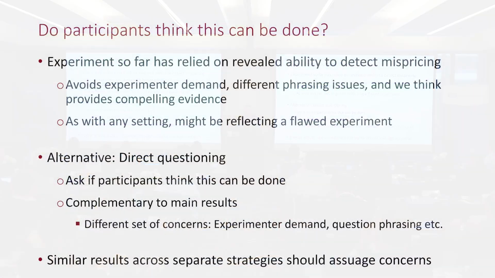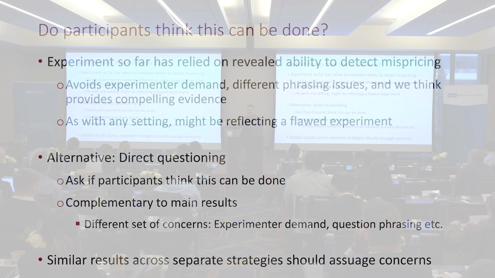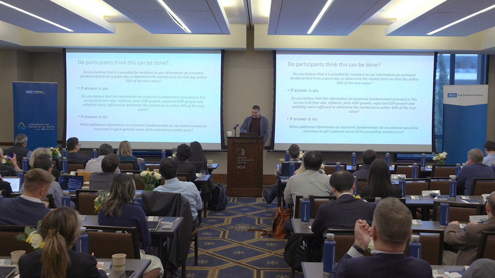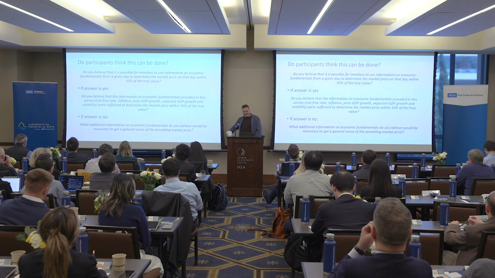Last thing we did for our asset manager samples, we kind of like our experiment, but it's really a revealed preference approach. But we could just ask people, do you think you can do this? Is there a set of data where this task would be feasible? And this is a very different method. And we think it's kind of nice to show things using a very different mode of doing it.